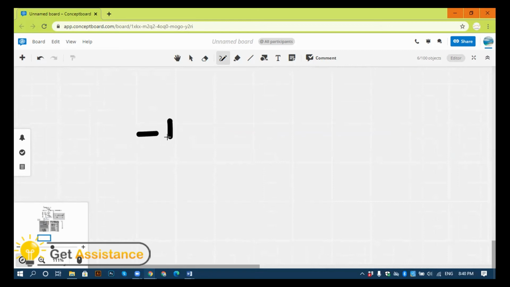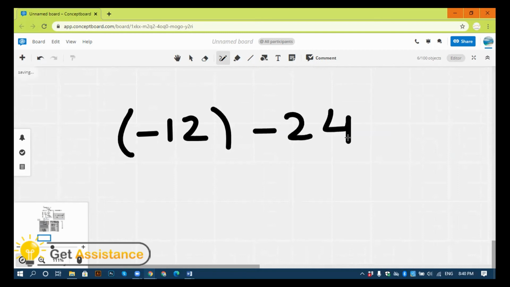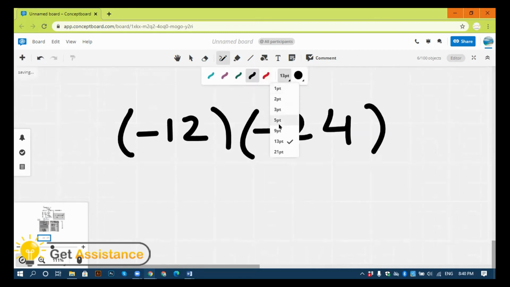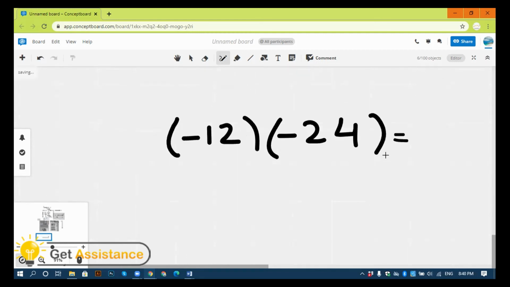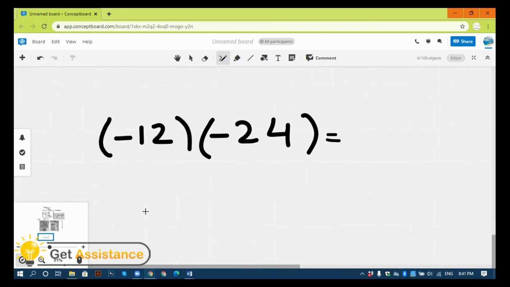So it's negative 12 and negative 24. Can you tell me what is the operation performed over here? This is multiplication. Very good. So now find out the answer and then tell me, okay? Find out the answer of both of them.